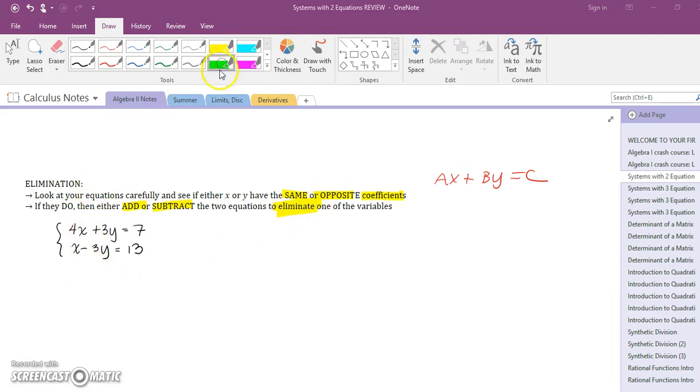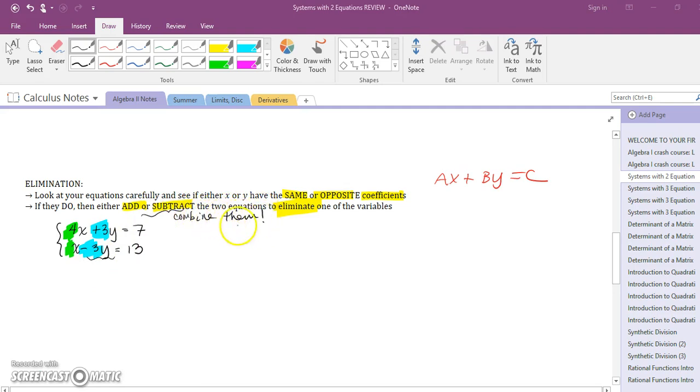So I'm going to look here and I'm going to say, okay, here are my coefficients. That's a 1 for x. Here are my coefficients for y. These obviously for x are not the same or opposite, but look at y here. They're not the exact same, but they are opposite. So I can right away combine them, and adding or subtracting them allows you to combine them, and that eliminates one of the variables.